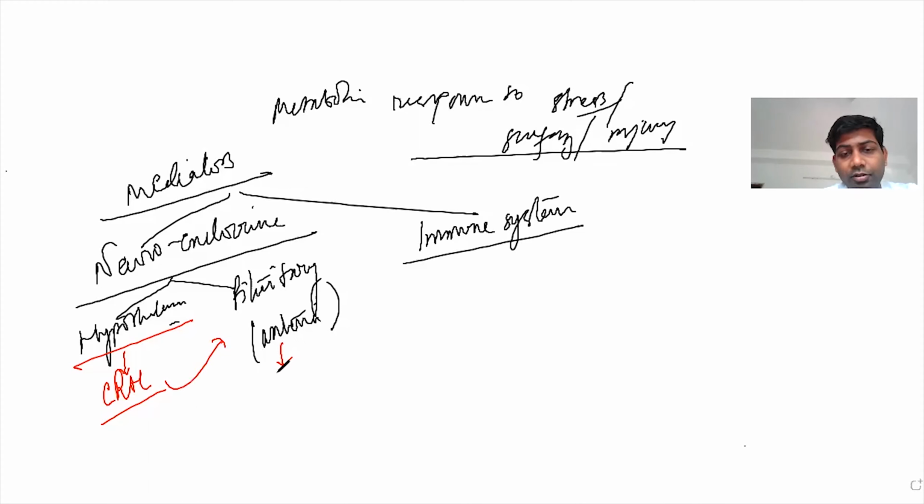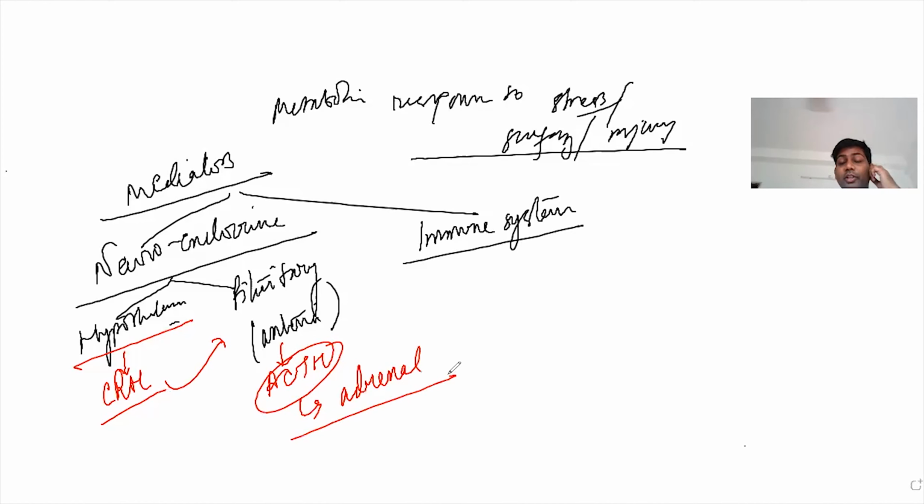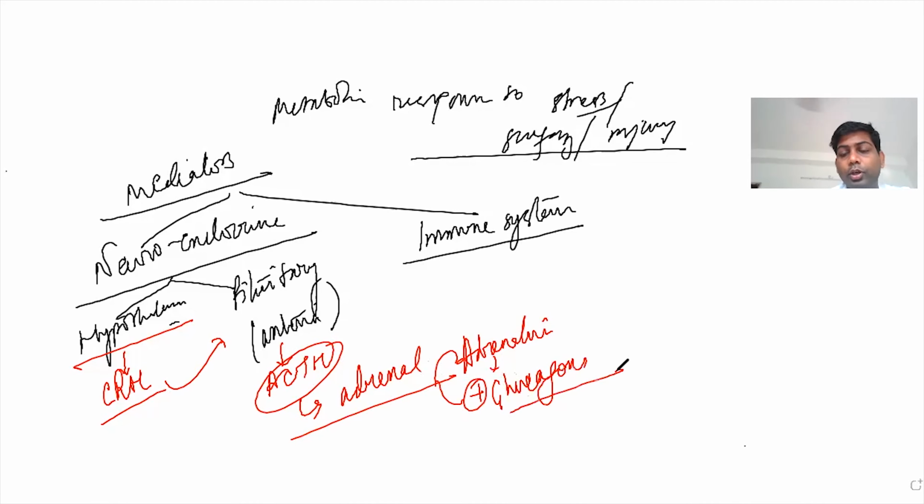ACTH. Now, this ACTH will act on what gland? The adrenal gland. The adrenal gland is going to release adrenaline. At the same time, the adrenaline will also stimulate the release of counter-regulatory glucagon. There will be a release of glucagon.